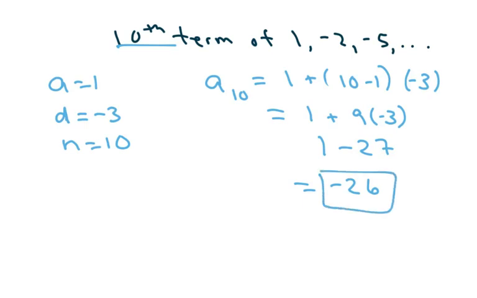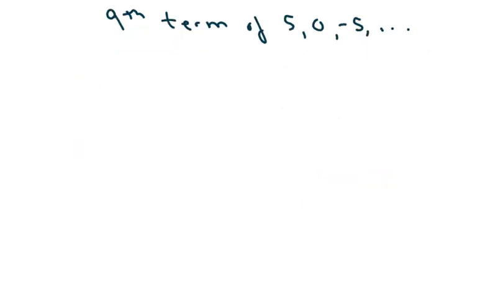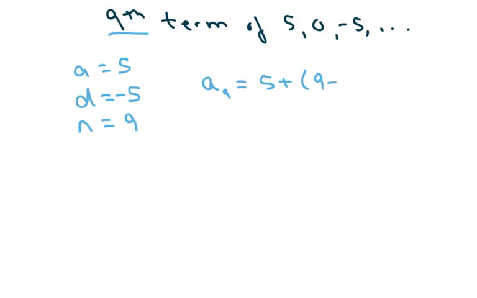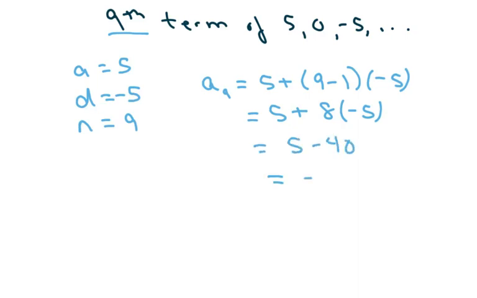Okay, the 9th term of this sequence, so a is 5, my common difference is negative 5, and my n equals 9 because it's the 9th term. So a sub 9 equals 5 plus n minus 1 times negative 5. So we get 5 plus 8 times negative 5, which equals 5 minus 40, which equals negative 35.